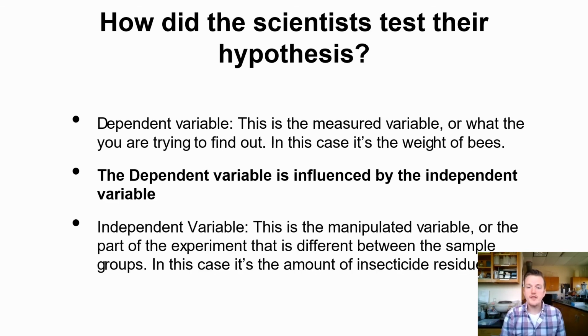The independent variable, on the other hand, is the manipulated variable, or the part of the experiment that's different between the sample groups. So while these scientists didn't actually manipulate the amount of insecticide used, it is different among the sites. And the amount of insecticide applied isn't affected by the weight of the bees in the area, but the weight of the bees in the area might be affected by the amount of insecticide. So when you're trying to figure out which is the dependent and independent variable, think about what variable you're measuring to see the effect on another one, or is going to be the independent variable.